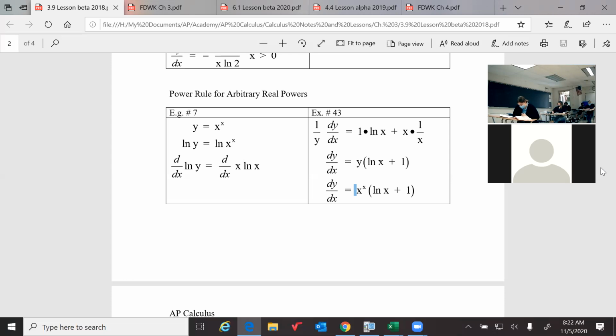The right side is going to give you the product rule. The derivative of the first term is 1 times ln x, plus the first term times the derivative of ln x is 1 over x. These would give you 1. Multiply both sides by y times this. What's y equal? Y equals x caret x. So this mess right here would be the slope of x caret x.